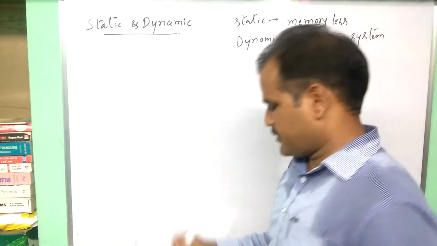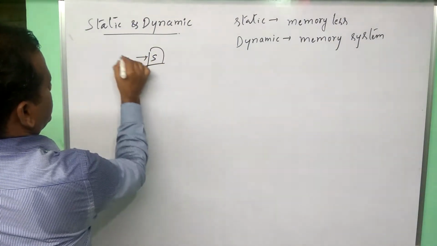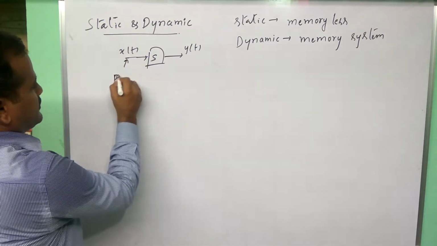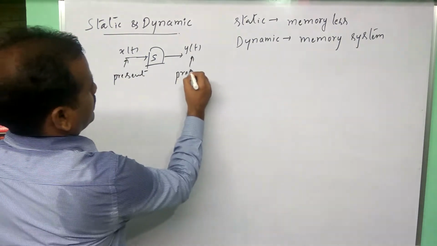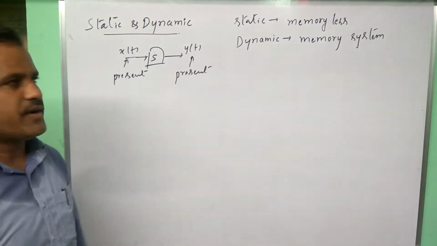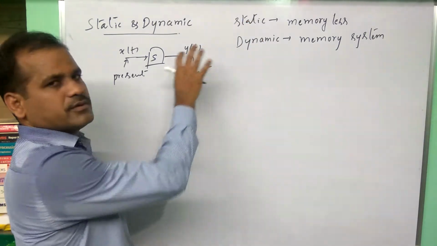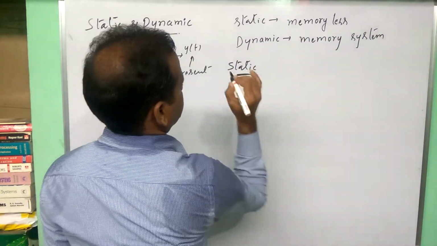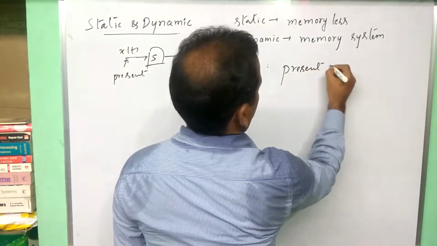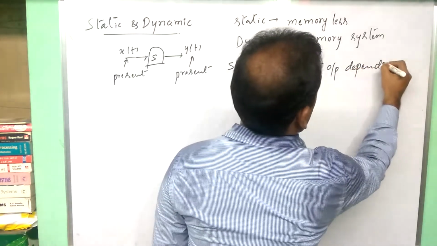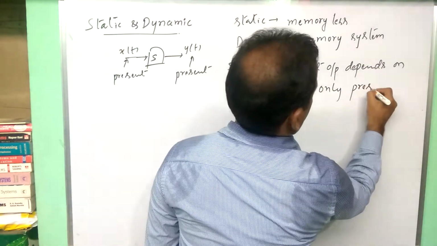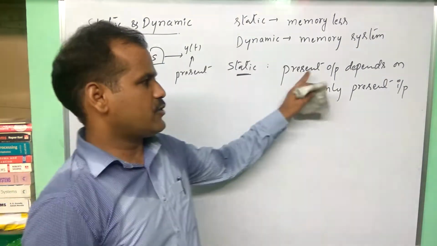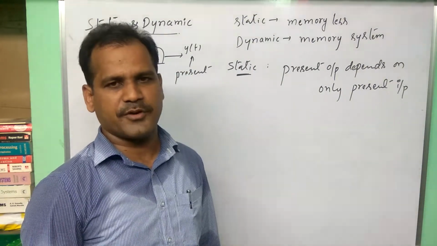Fine. Static system means, if a system has input x of t and output y of t, here x of t is the present input and y of t is the present output. The static system means the present output should depend only on the present input. What is the definition of a static system? The present output depends only on the present input, no other values of input or outputs. There should not be any past values of input or output, anything.